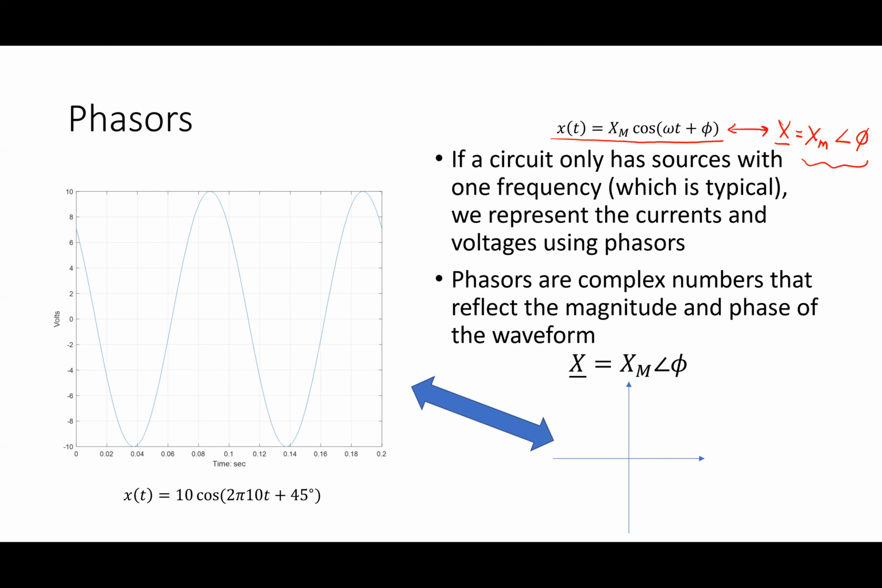All right, so let's do an example here. I want to figure out what's the phasor that goes with this character. So I have 10 cosine(2 pi 10t plus 45 degrees). So what do I do for that? What will be the phasor for that? 10 angle 45. And I could convert that to rectangular if I wanted to. I don't want to, at least not right now.